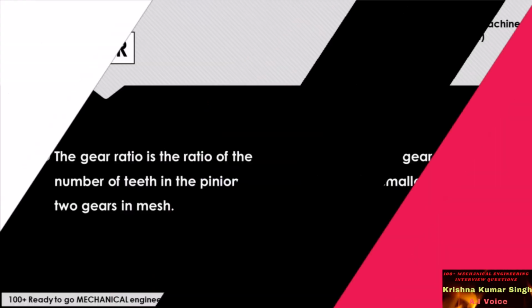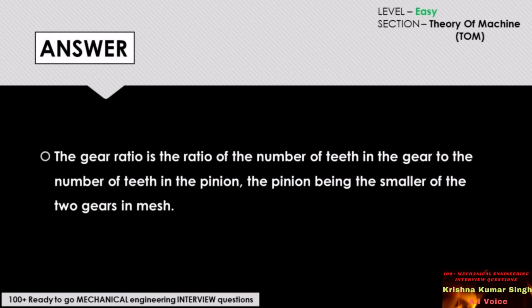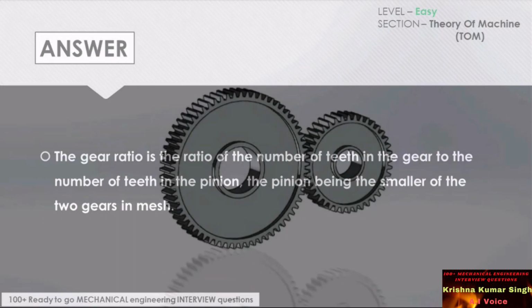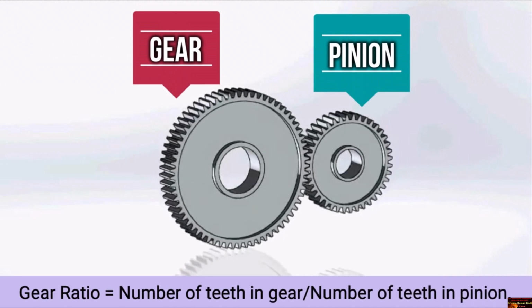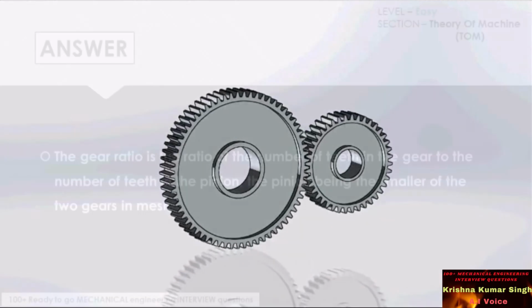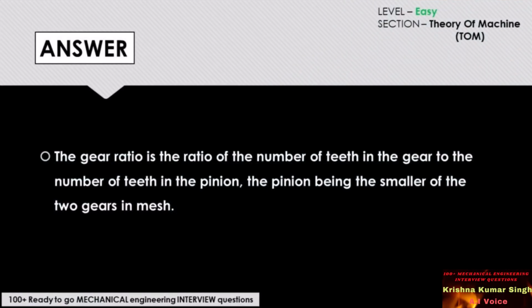The answer to this question would be, the gear ratio is the ratio of the number of teeth in the gear to the number of teeth in the pinion. The pinion being the smaller of the two gears in mesh.